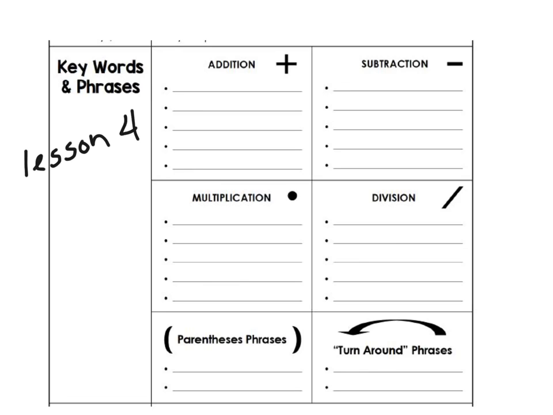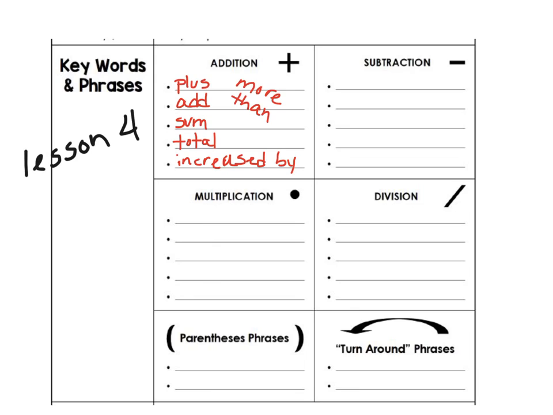So I am going to go ahead and put up here all of the words that mean addition. So here's my list. I have plus, add, sum, total, increased by, and more than. All of these words are words that would represent addition. Next, let's go ahead and make our list of subtraction words. I'm going to put here minus, difference of, decreased by, less than, and subtracted from.